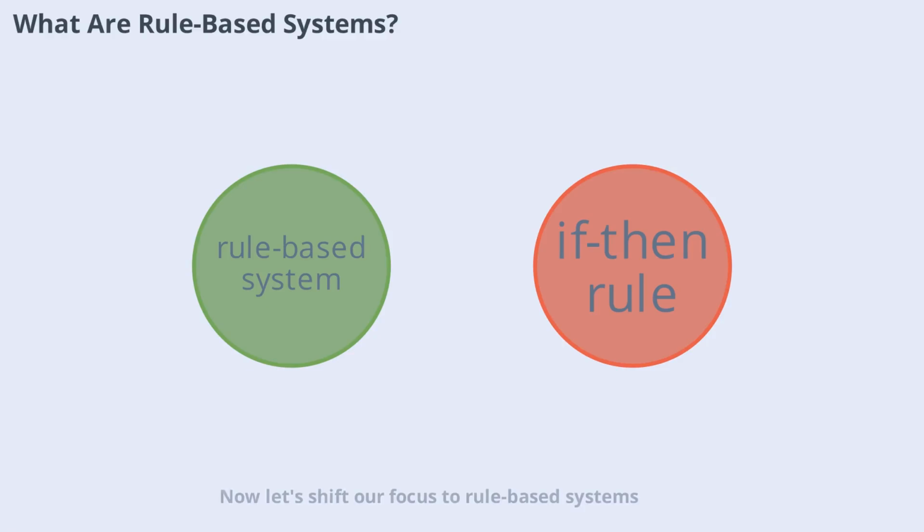Now let's shift our focus to rule-based systems. These systems use a set of if-then rules to make decisions or draw conclusions. Each rule specifies a condition and an action. If the condition is true, the system takes the specified action. Rule-based systems are widely used in expert systems, automation, and artificial intelligence because they can encode human expertise in a structured way. They are especially useful when decisions can be clearly defined by logical rules.